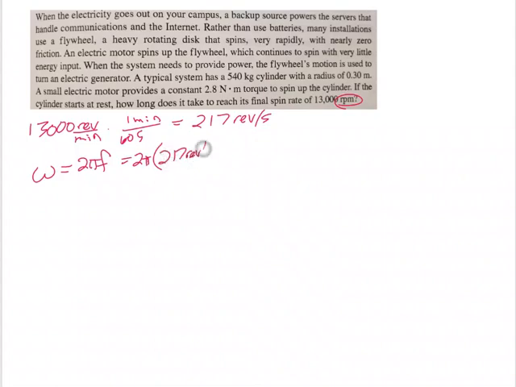revolutions per second. So now we have, and revolutions isn't really there, we're going to wind up with radians. This is 2 pi radians times seconds to the -1. We wind up with what? 1361.36. Okay.